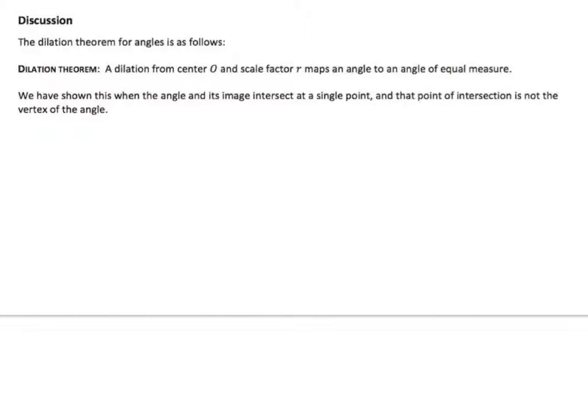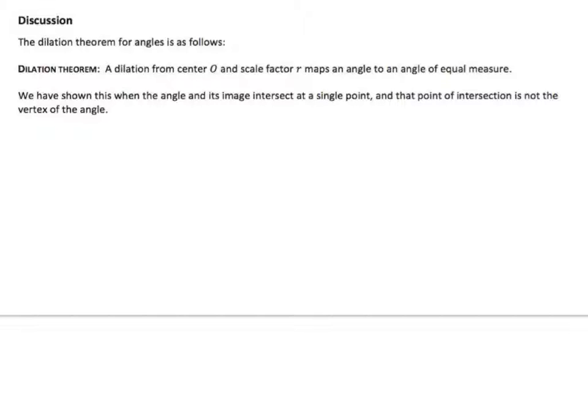So to wrap this up, we're going to discuss a few other options briefly. First of all, the dilation theorem for angles is as follows: a dilation from center O and a scale factor of r maps an angle to an angle of equal measure. We proved that using parallel lines and transversals. But there are other instances that we really need to discuss just briefly.